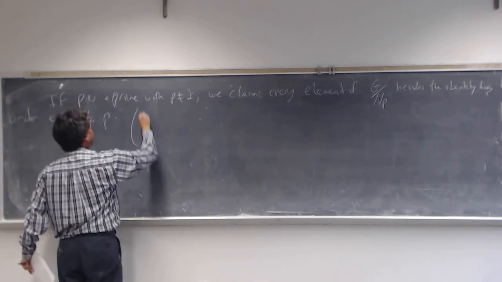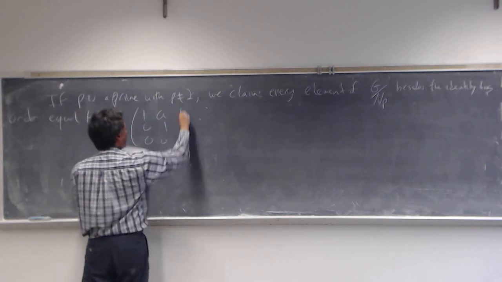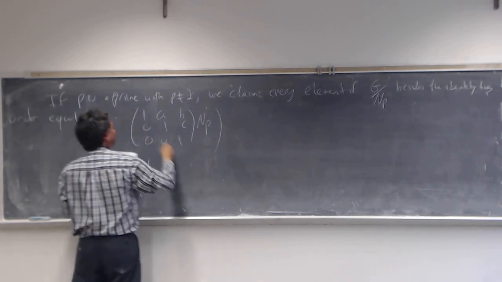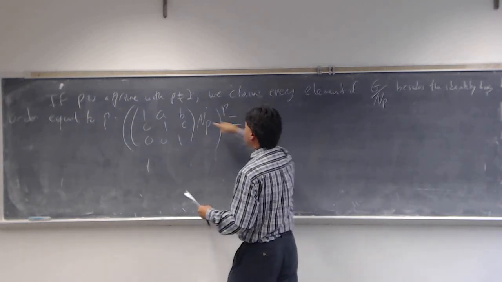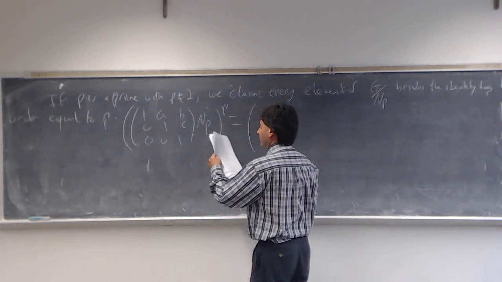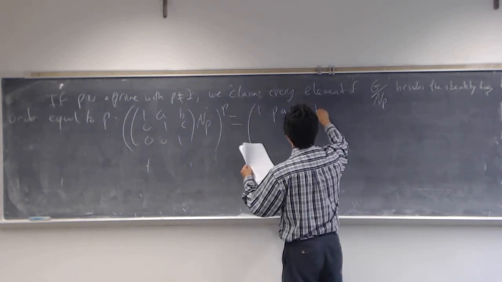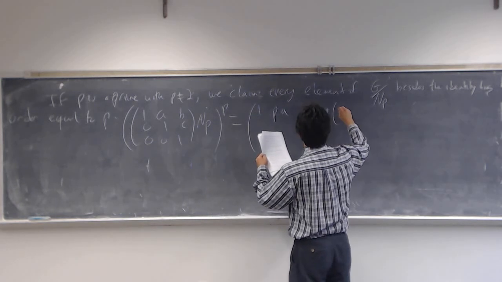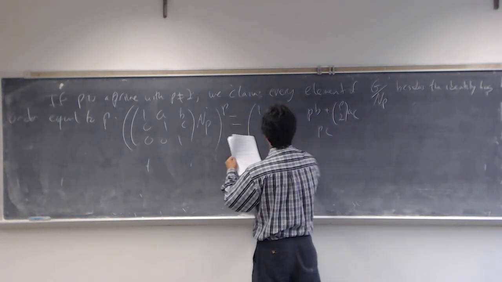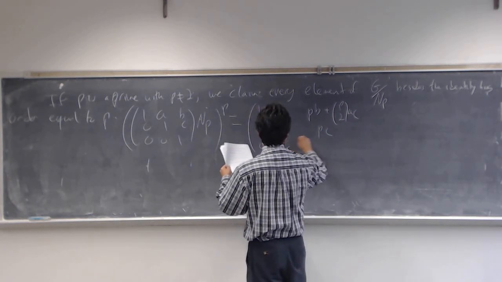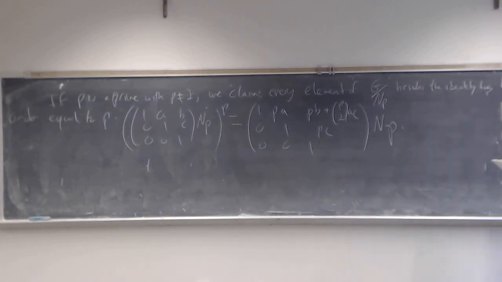So let's look at [1, a, b, c; 0, 1, 0; 0, 0, 1] and raise it to the p power. So we raise this to our power, again, by that homework 1 problem that I've used earlier today. This is p, pb plus p choose 2 ac, pc, 0, 0, 1, 0, and p.